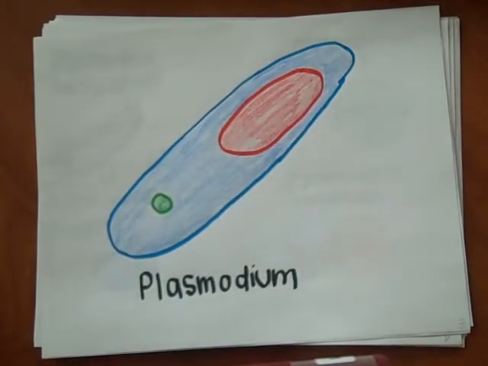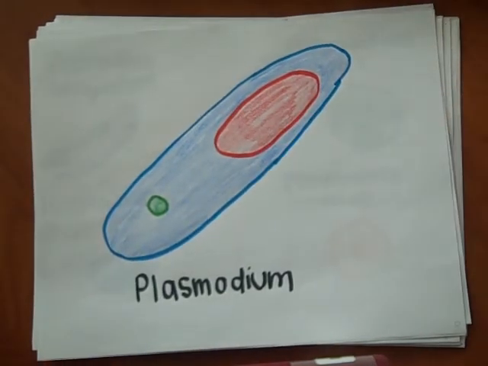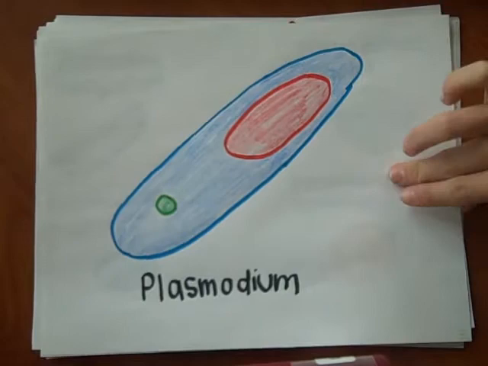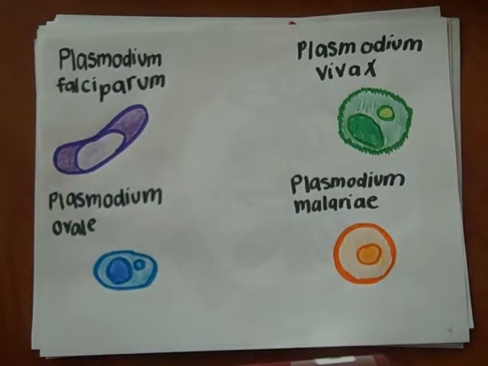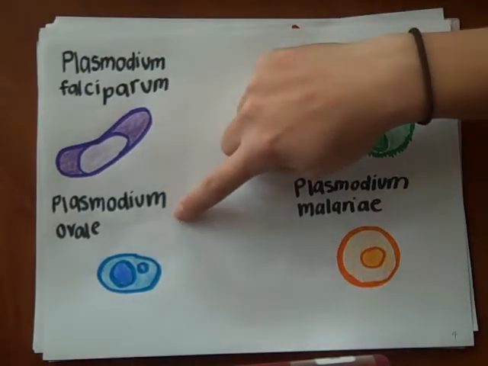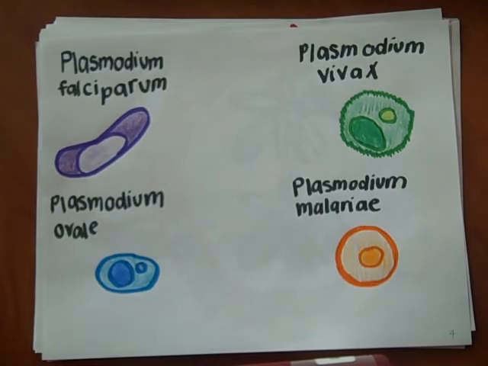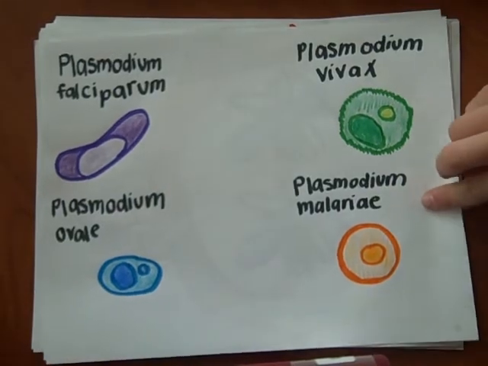The causative agent of this disease is a eukaryote. It's caused by a single-celled parasitic protozoan called Plasmodium. There are over 100 species of this parasite. The 4 variations most commonly infecting humans are Plasmodium falciparum, Plasmodium vivax, Plasmodium ovale, and Plasmodium malariae. Plasmodium falciparum is the most dangerous and the most frequent cause of malaria.